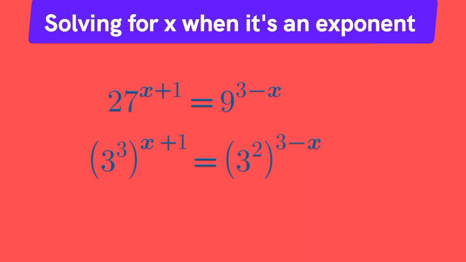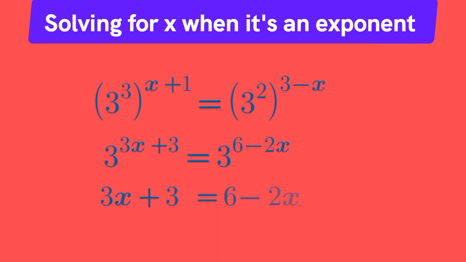Now, when you raise an exponent to another exponent, you can actually multiply them. So 3 multiplies x plus 1, and also 2 on the right-hand side multiplies 3 minus x. So when we distribute that, our equation is going to look like this. Now, since the bases are identical, you can set the exponents equal to each other. So we have 3x plus 3 equals 6 minus 2x.